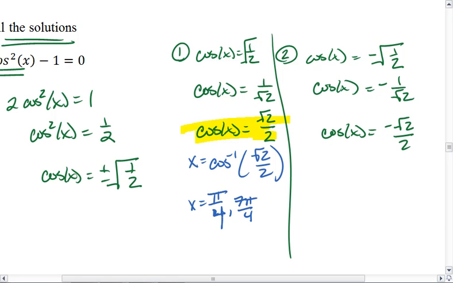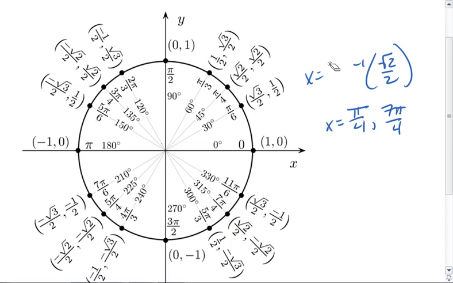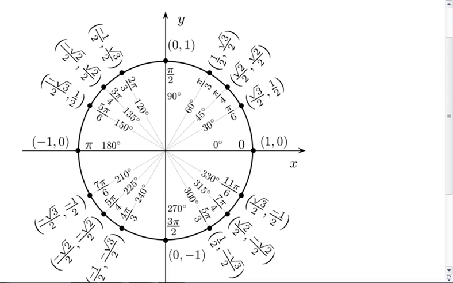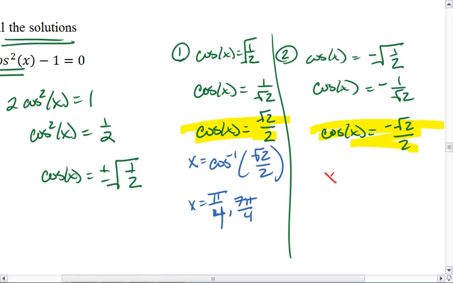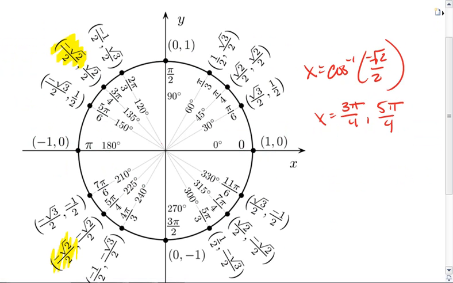Okay, now let's look at cosine x equals negative rad 2 over 2. Since it's negative, this occurs at 3 pi fourths and 5 pi fourths. So we get x equals cosine inverse of negative rad 2 over 2. x equals 3 pi fourths and 5 pi fourths.